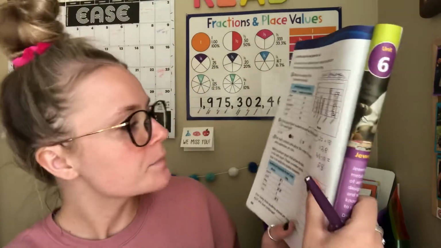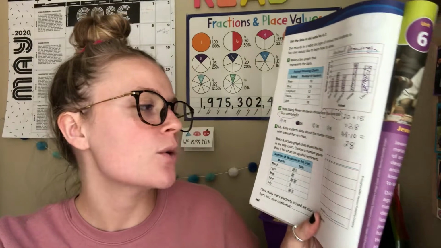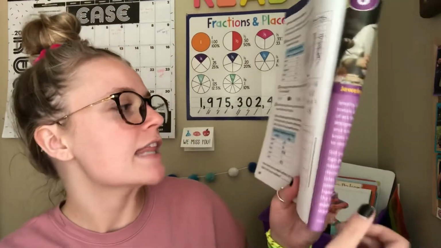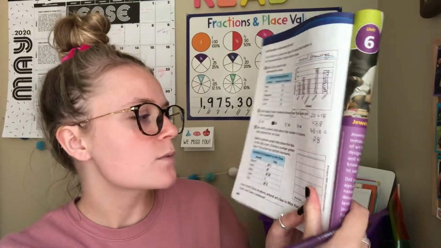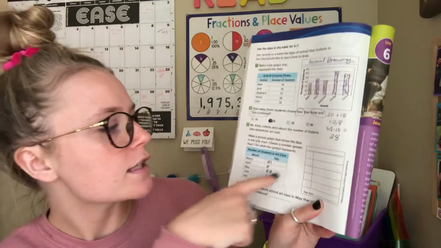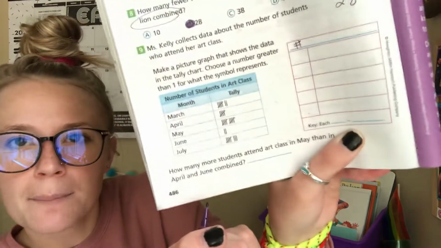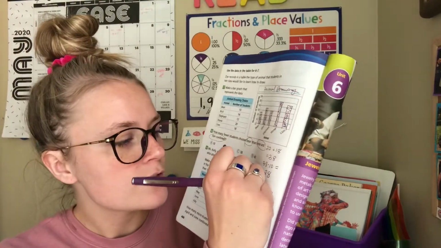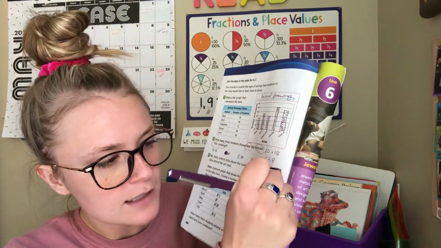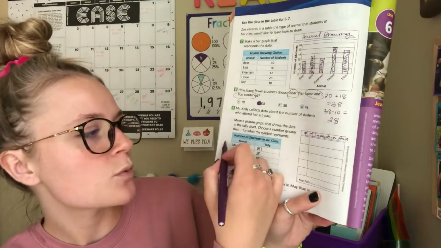Ta-da! Okay. Miss Kelly, number 9. Miss Kelly collects data about the number of students who attend her art class. Make a picture graph that shows the data in the tally chart. Choose a number greater than 1 for what the symbol represents. So again, our title is going to be close to the survey. So we'll just say number of students in art class. Okay, and then on the side is going to be our categories, which will be the months.